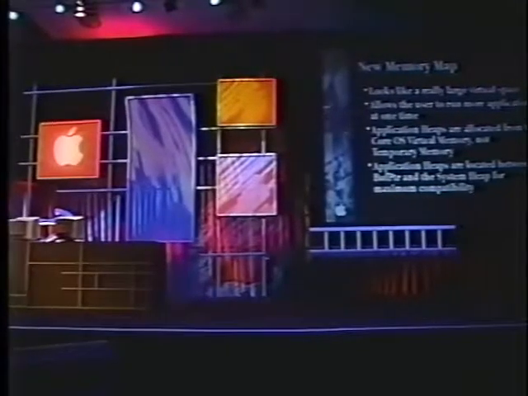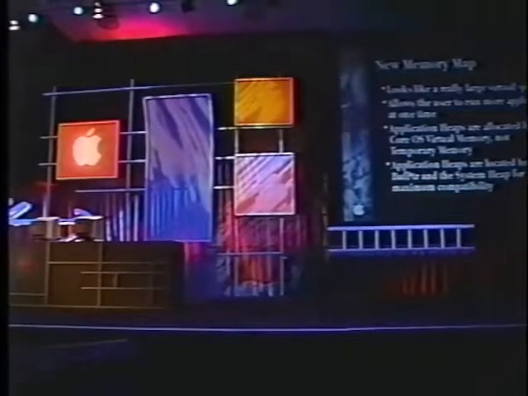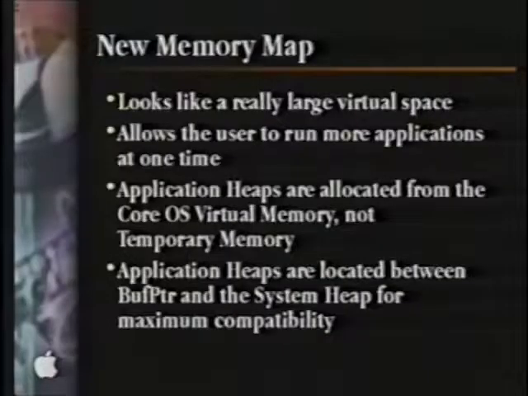And it looks like a really large virtual space. Currently, it's 1 gigabyte large. And this allows you to run all of these applications. So instead of allocating the application heap out of temporary memory, we're allocating that application heap out of virtual space. It just comes out of the ether, you don't know where. And it sits above the temporary memory partition and below buff pointer.